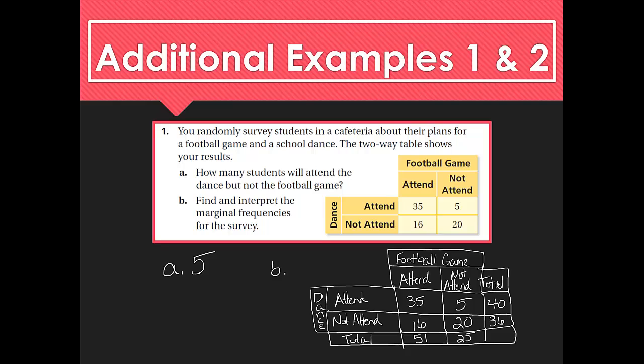If we add up our total here, so 40 plus 36, we're going to get 76. You can also see that if we add up our total for our row, 51 plus 25 is also 76. So we can see 40 attended the dance, 36 did not attend the dance, 51 attended the football game, 25 did not attend the football game, and there were a total of 76 students in this survey.